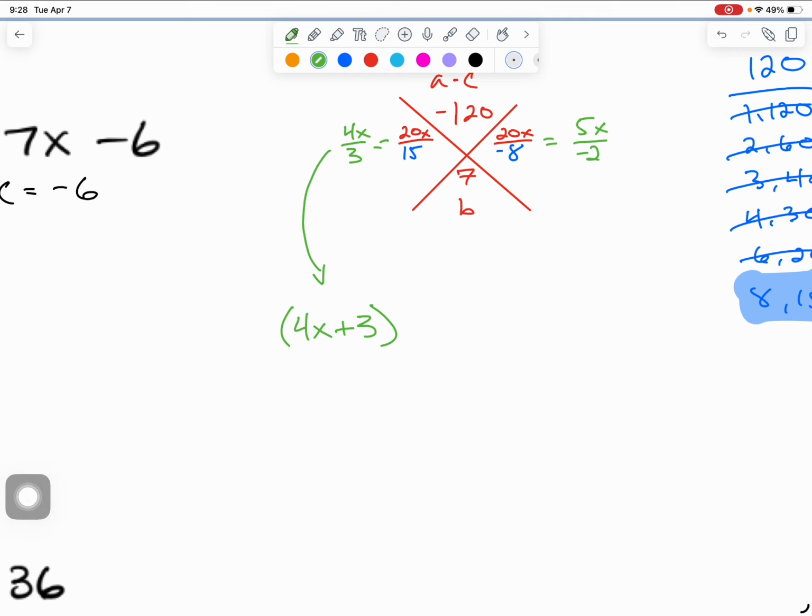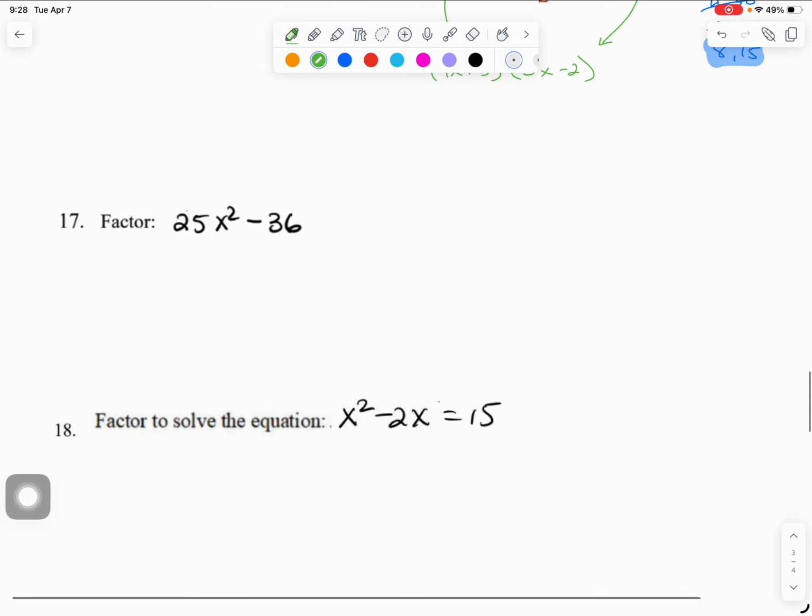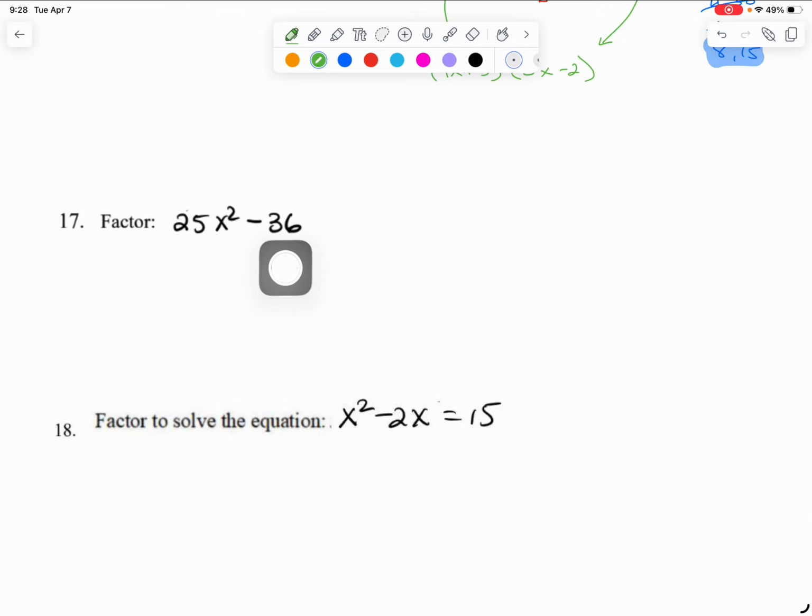5x minus 2. Let's swing this down. If it only wants us to factor it, well, we're complete. Number 17, 25x squared minus 36. Again, we have that difference of squares here.